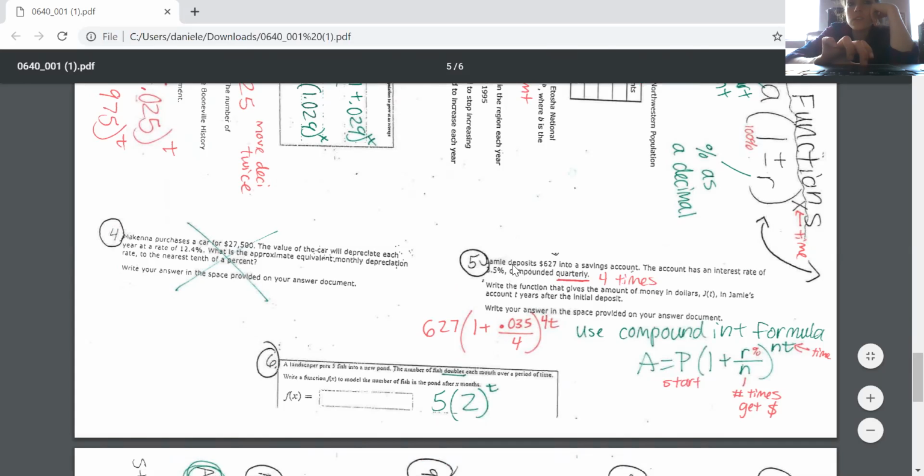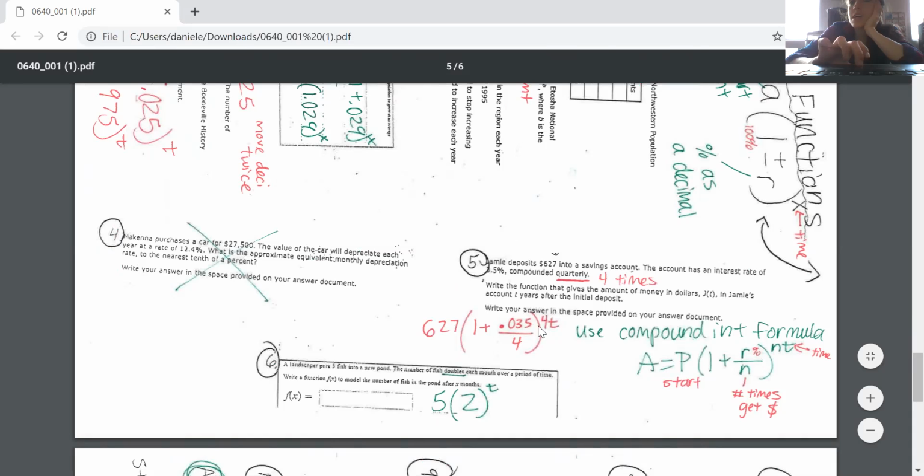So guys, if you see this word compounded, you have to think about our compound interest formula. It will be given to you, but again, you have to know what the parts mean. I've labeled them for you here, and now we just plug into it. So I start with $627. Interest is always going to make your money go up. So it's always 1 plus. The percentage is 3.5. I move the decimal twice and get 0.035.